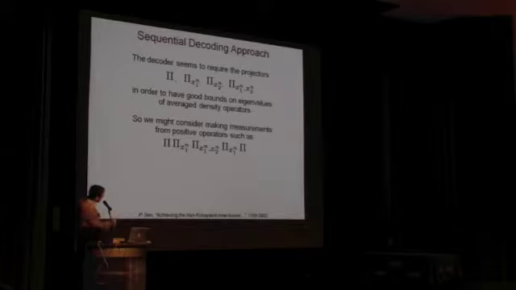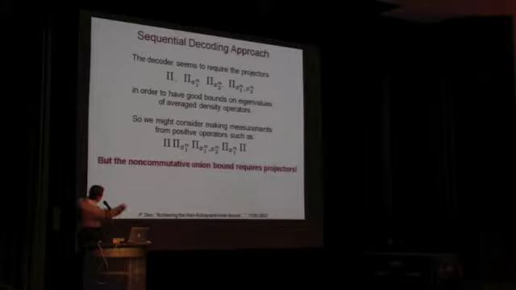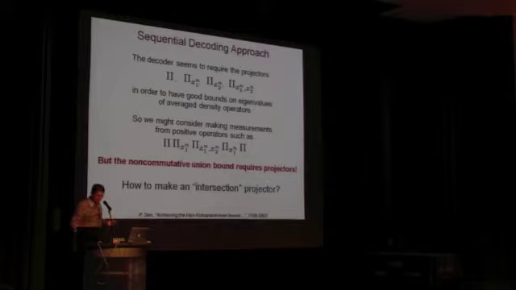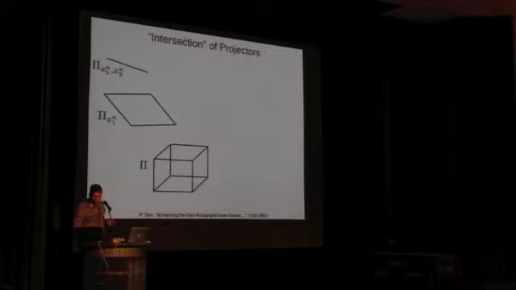The problem with this, for the sequential decoding approach, is that this is a positive operator, but it's not necessarily a projector, right? And the non-commutative union bound that we talked about requires projectors. So we'll have to construct a sort of intersection projector from these operators. And this was a technical accomplishment in this paper.